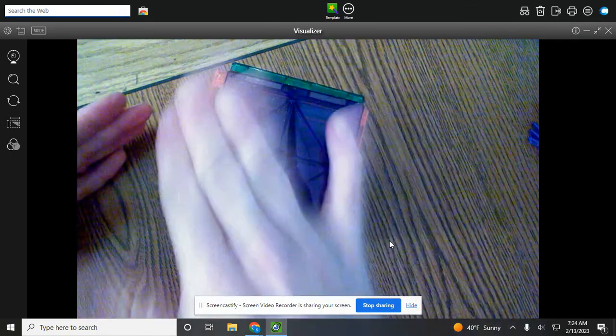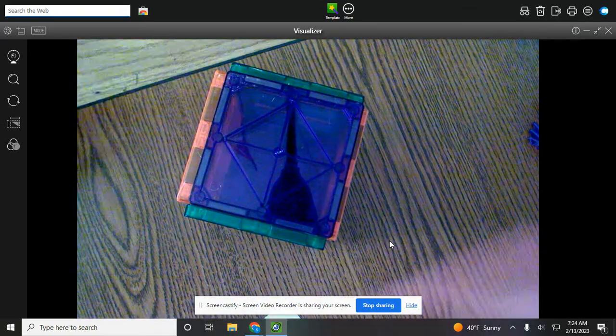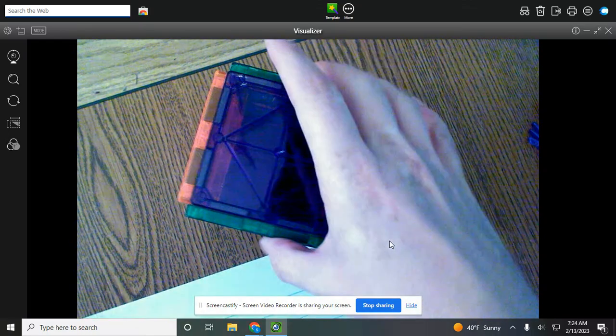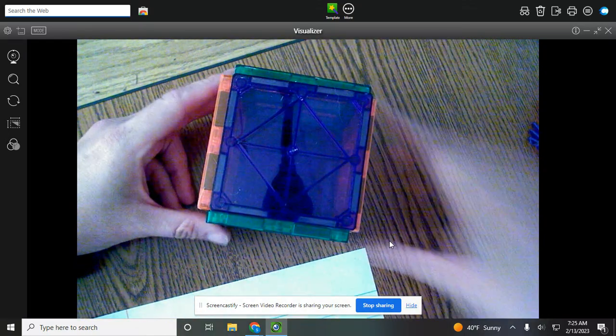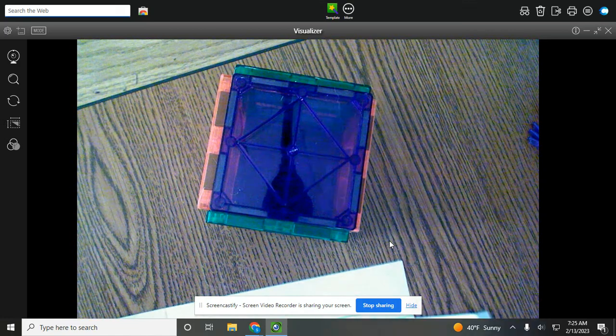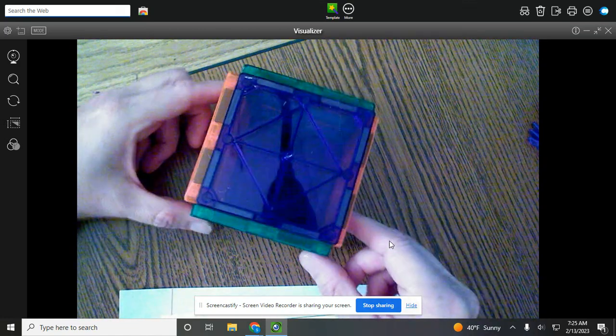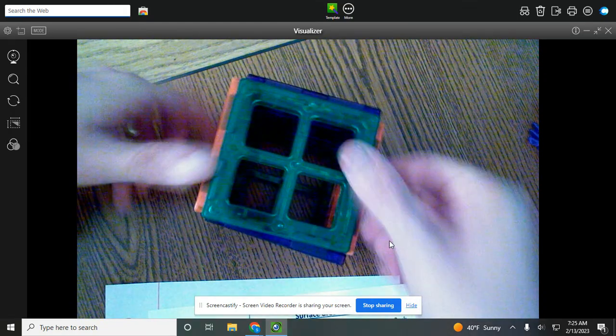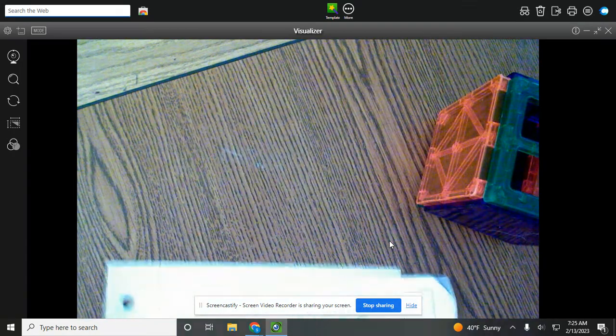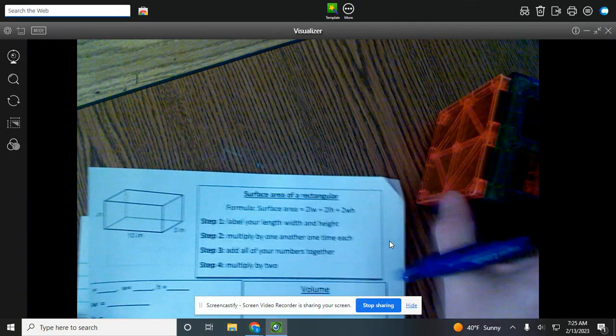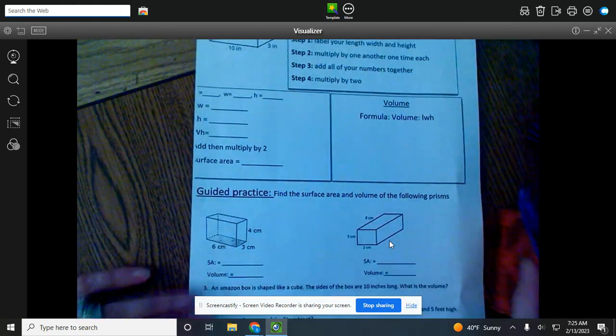So really you're going to say, hey, what is the area of each one of these sides? And I'm going to add it together. So let's take a look at this. In class, we also talked about this being a present, and you need to figure out how much wrapping paper it would take to wrap this whole entire present. So if we were to look at this, and this has a surface area, we're going to go ahead and just skip to the guided practice here.